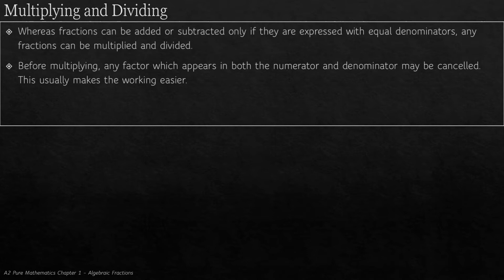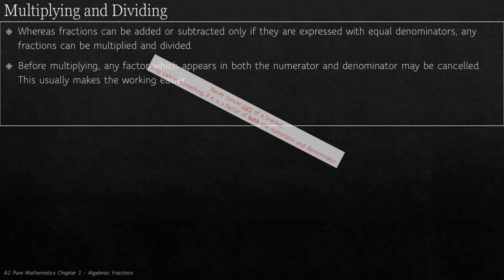The advice before multiplying or dividing is to look at cancelling out any factors that appear in both the numerator and the denominator, because that's going to make your working out easier. What you don't want to do is just start by expanding lots of brackets out, because you're going to end up with really high powers on those polynomials, and it's going to make it really complicated to simplify down.